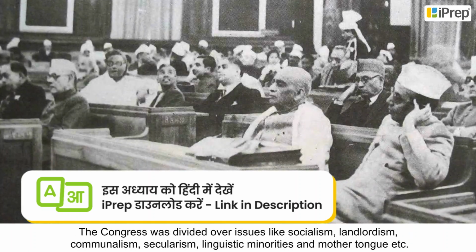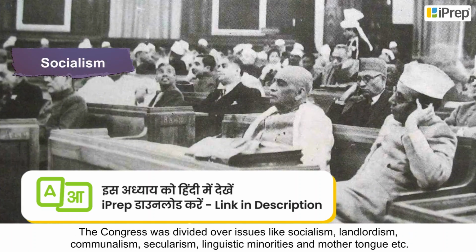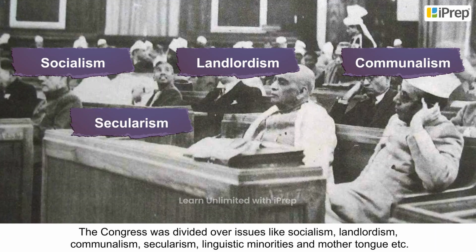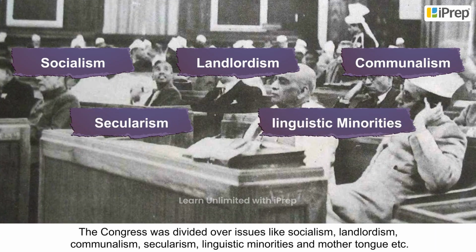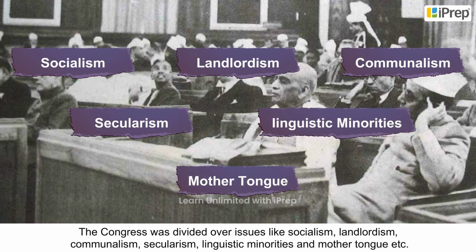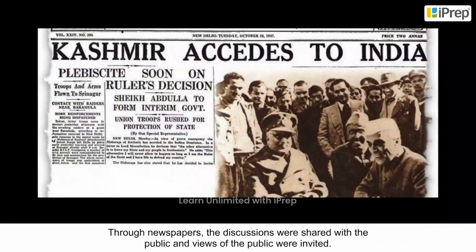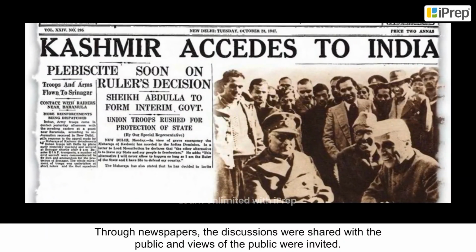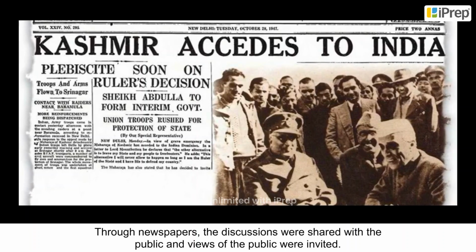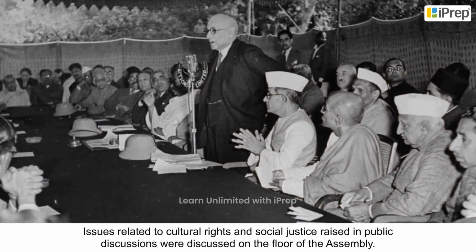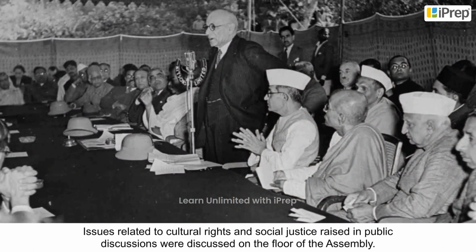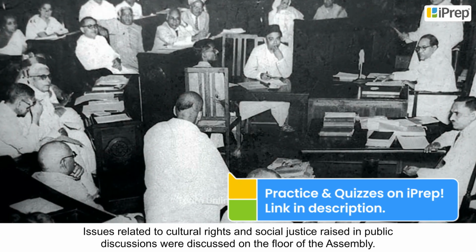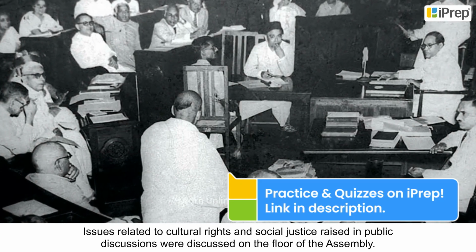The Congress was divided over issues like socialism, landlordism, communalism, secularism, linguistic minorities, and mother tongue, etc. Through newspapers, the discussions were shared with the public and views of the public were invited. Issues related to cultural rights and social justice raised in public discussions were discussed on the floor of the Assembly.